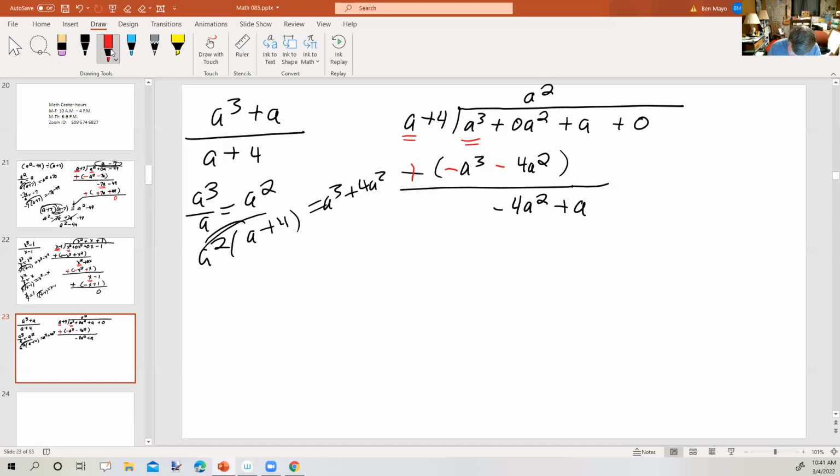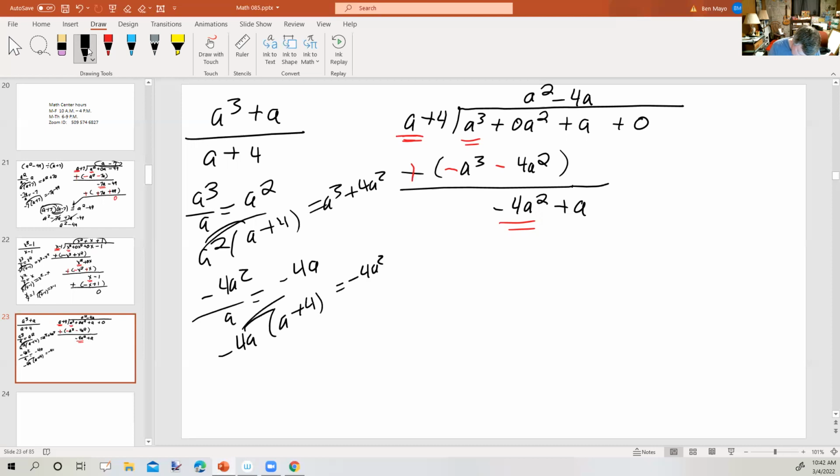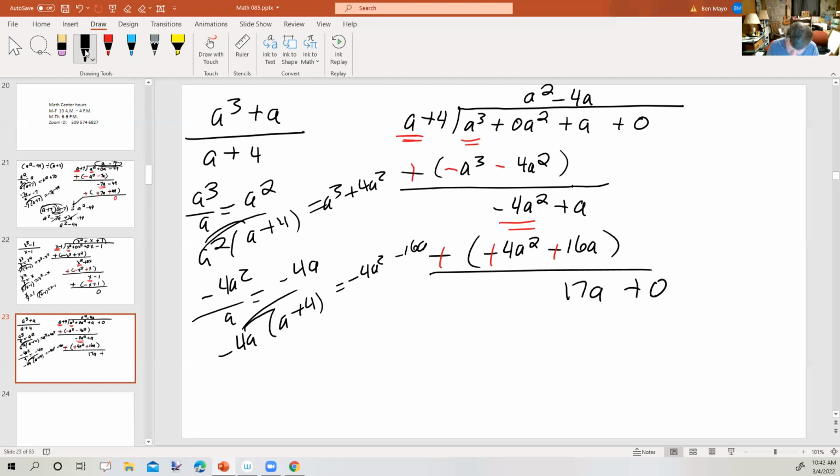Bring down the next term, the plus A, and start the process all over again. We'll divide the leading term inside by the leading term outside. Negative 4A squared divided by A is negative 4A. So minus 4A. We take negative 4A times A plus 4 and we get negative 4A squared minus 16A. So negative 4A squared minus 16A. We'll subtract that from what's up above. Change it to addition of the opposite. Add up the columns. Negative 4A squared plus 4A squared is 0. A plus 16A is 17A. And then bring down the plus 0.